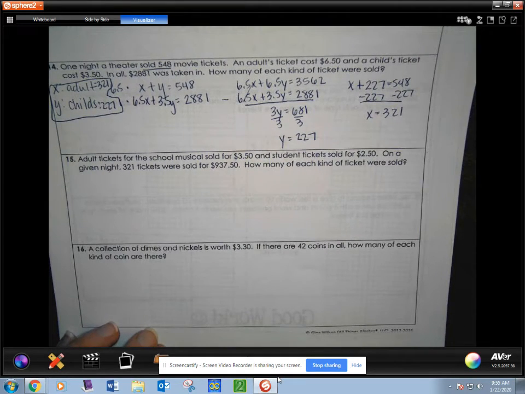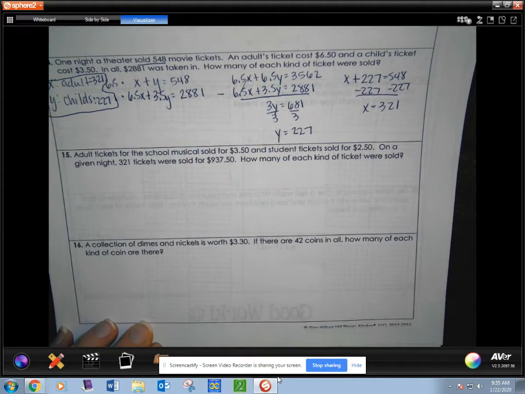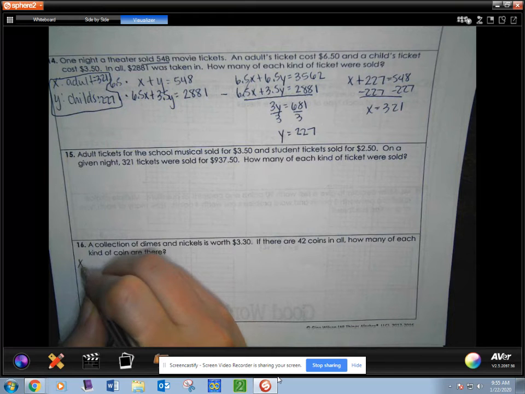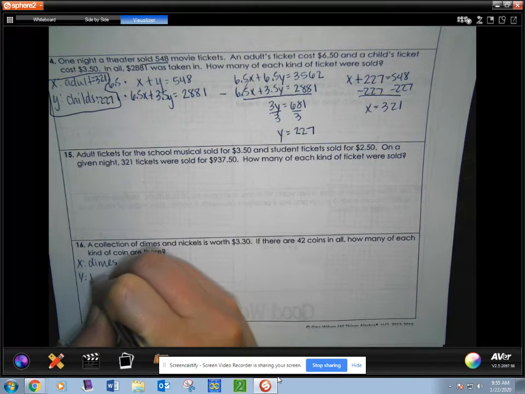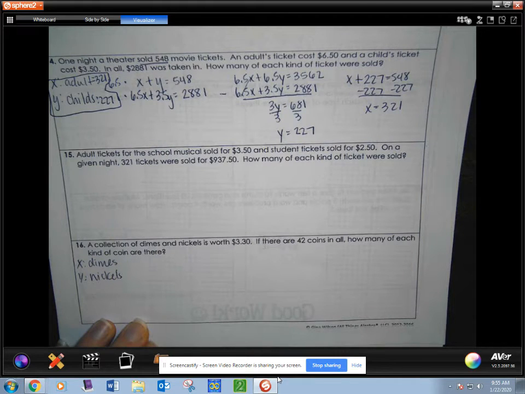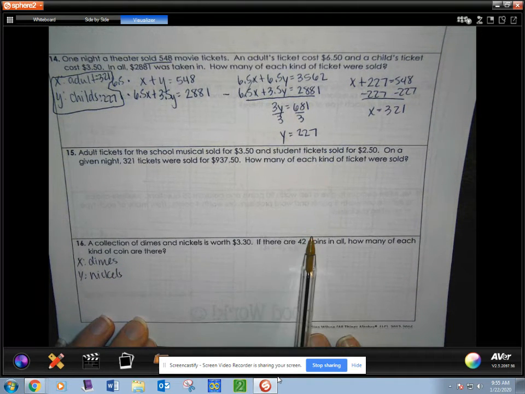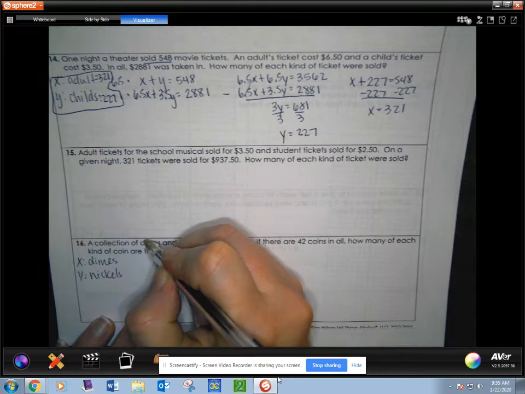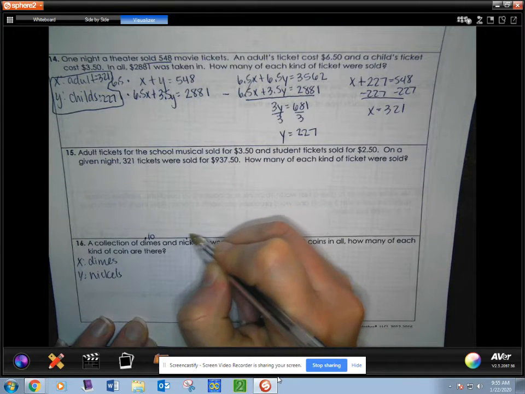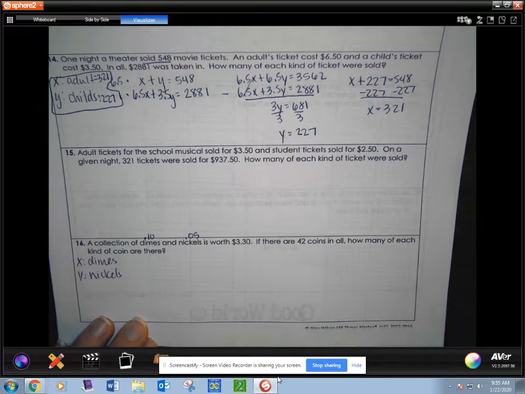For number 16, a collection of dimes and nickels is worth $3.30. If there are 42 coins in all, how many of each kind of coin are there? So we're talking about two things here, x and y. We're talking about dimes, and we're talking about nickels. Now, if you notice, they didn't give you as many numbers in this one as they do in all the others, because they assume that you know a dime is 10 cents and a nickel is 5 cents. They're not going to give you that. You have to know that.